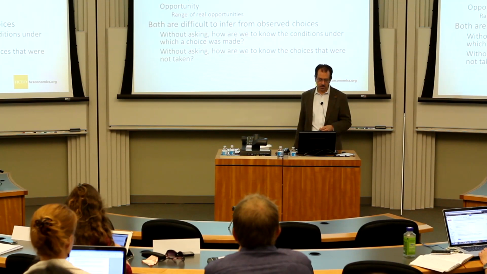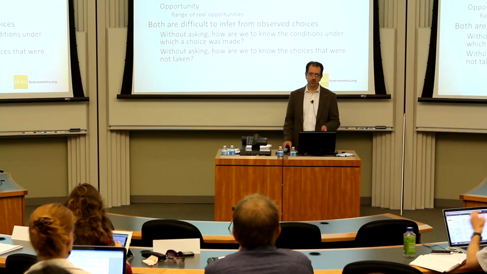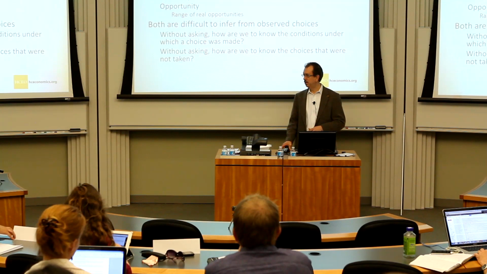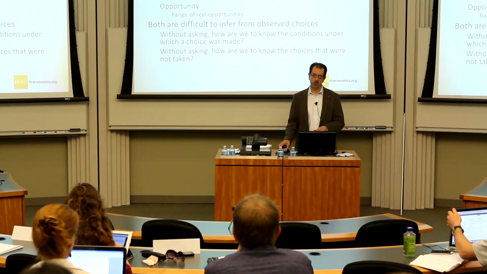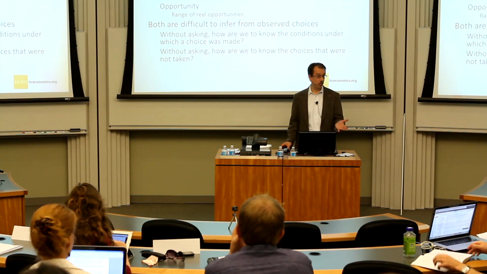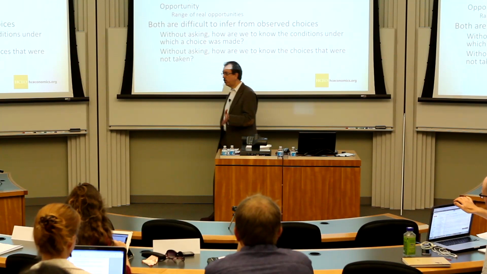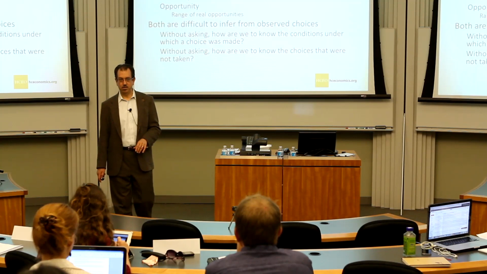Are you going to ask people what conditions the choices that you made were made under? Did you experience duress? Was someone there telling you what to choose? That's the kind of question you almost have to ask if you want to know the agency of the person in choosing what they chose. Also, without asking them, how are you going to know what choices they didn't take? Well, maybe infer it, but in many cases, there's not much structure there.